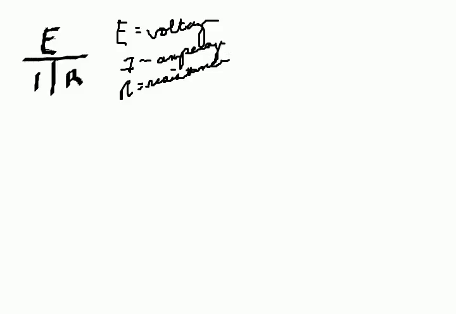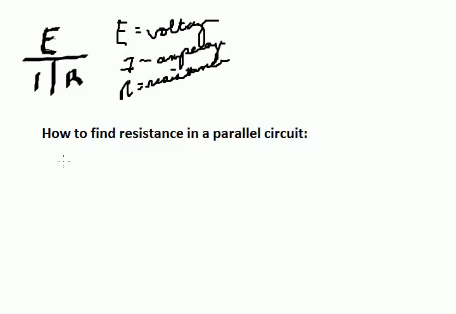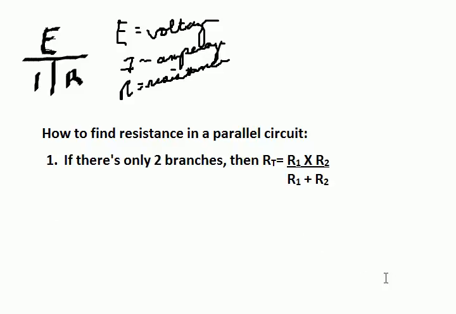The only other thing I'm going to need you to know is how to find resistance in a parallel circuit. We talked about we have 5 ways. If there's only 2 branches, we can use the formula: the total resistance is equal to R1 times R2 divided by R1 plus R2. That's part 1 of the rule.